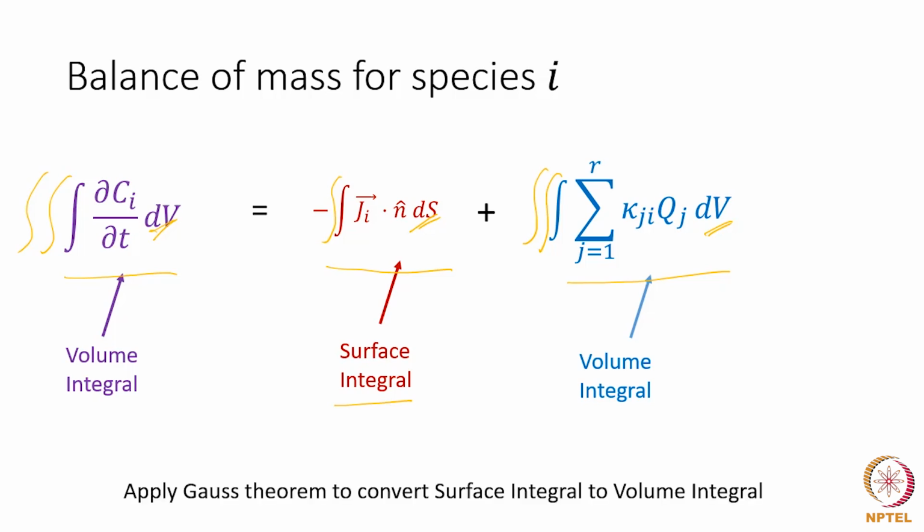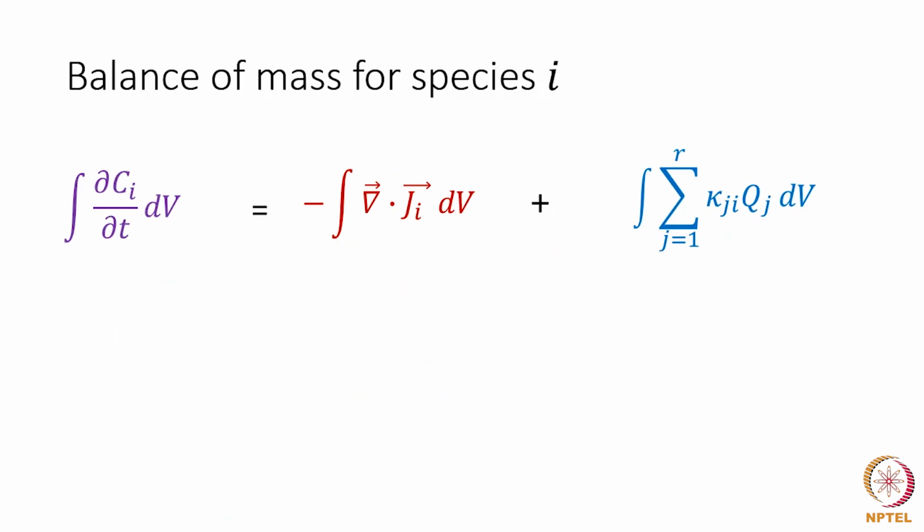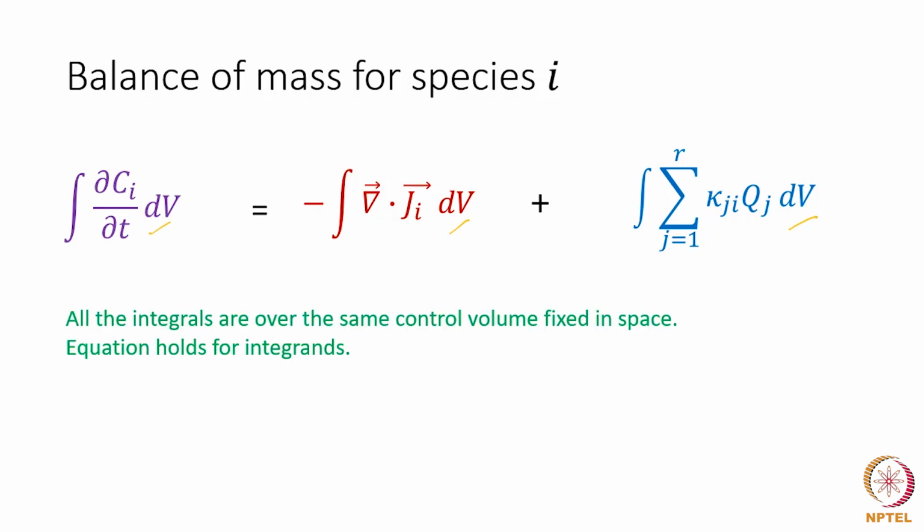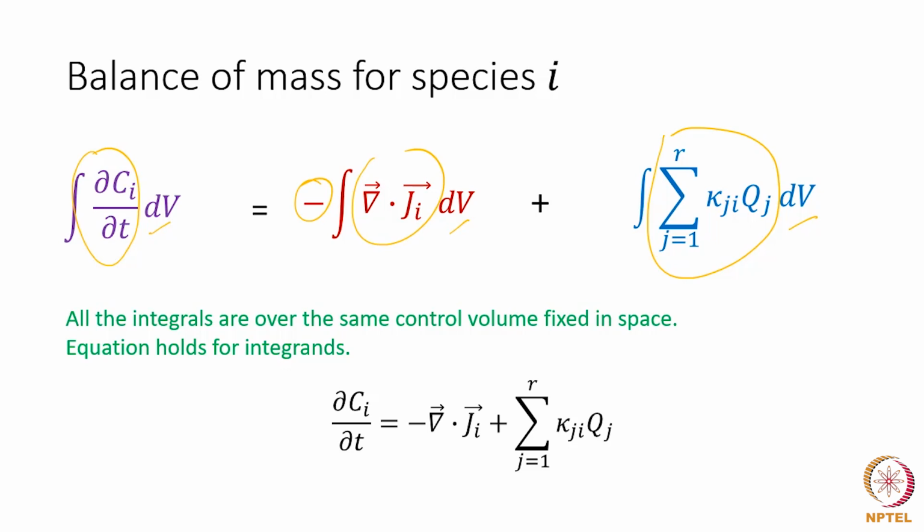So now we basically require Gauss theorem to convert the surface integral to a volume integral, and we have already seen that whenever you have a dot product, you can take that as the divergence of that same quantity, and then the integration is possible. So this is the conversion that we are going to do, and when we do that, it comes out in this form. Now all these three integrals are over the same control volume fixed in the space, which means that we can assume that the equation holds also for the integrands. So we take only the integrands. This term we have here, this term we have here with a minus sign, and this term we have here. So we take these three terms and use the equation to write the mass balance as follows.